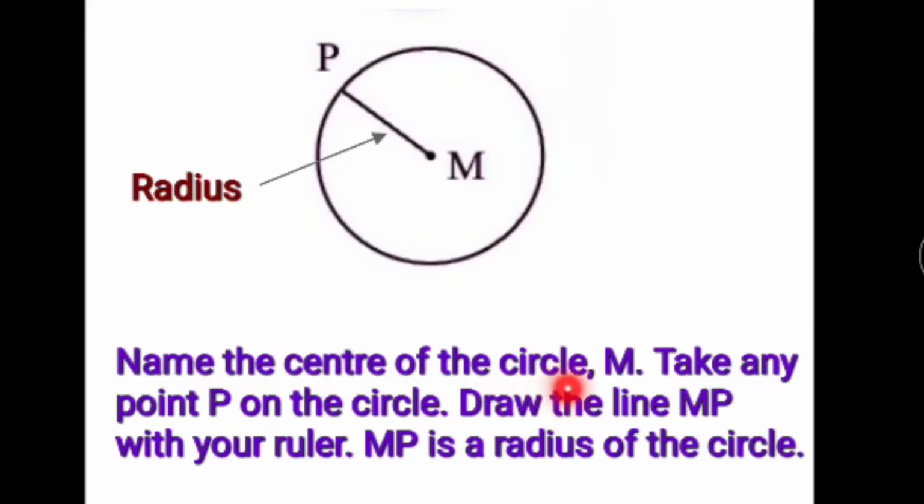Name the center of the circle M. Here we give the name of the center, that is M. Take any point P on the circle. We are taking any one point on the circle and draw the line MP. Okay, with your ruler. Now what is MP? MP is a radius of the circle. This is the radius. Okay.